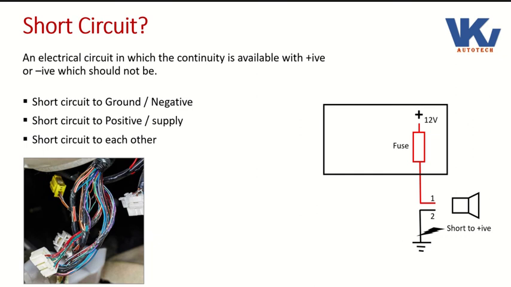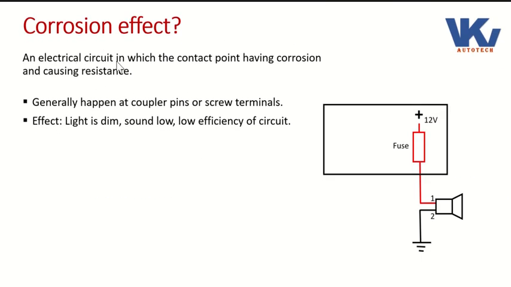So the next possibility in the wiring circuit can be the corrosion effect. Corrosion effect means an electrical circuit in which the contact point has corrosion and is causing resistance. Because of the corrosion, resistance comes into that particular circuit. And generally this corrosion happens at the coupler pins because of moisture, and at the screw terminals, such as the ground connection or any screw terminal on the fuse box. This can happen at that particular point.